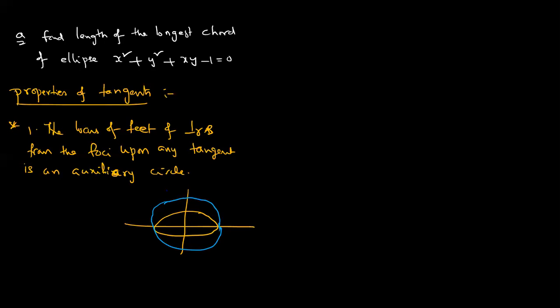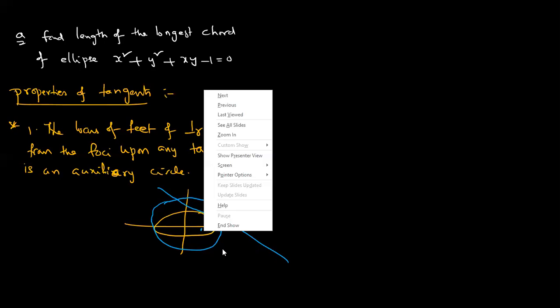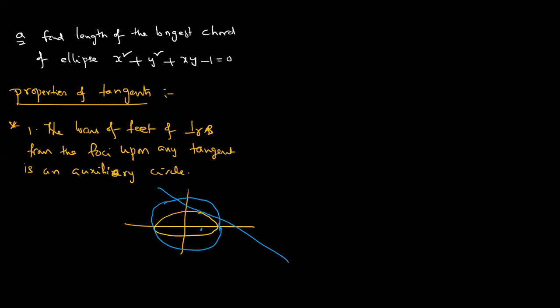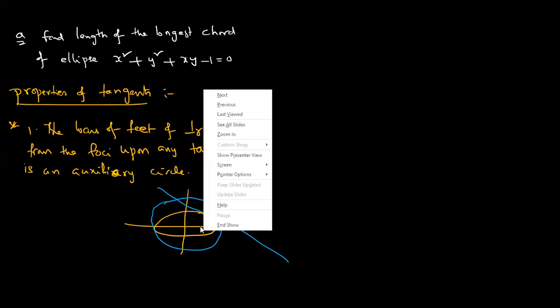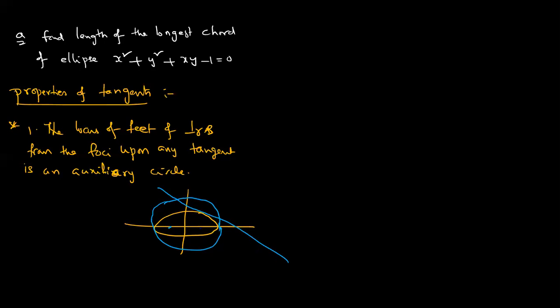So draw one tangent. S is the focus, S dash is also a focus. From this point, draw the perpendicular. These feet of the normals lie on the auxiliary circle. That is the meaning.